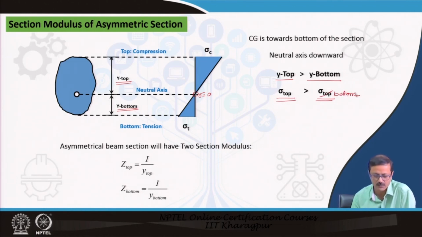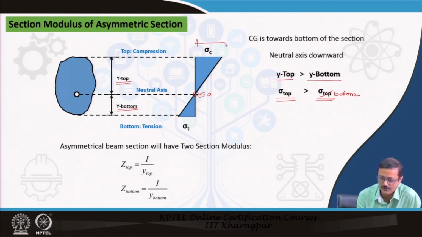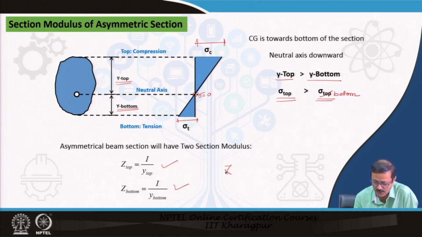A lot of mistakes I have made in my PPT today. So, this will be bottom. That will be higher, this will definitely be higher, and this will be smaller. And asymmetrical beam sections will have two section moduli. So, it will have a Z top and a Z bottom, because as you know, Z is nothing but Ixx by Y max. Here I cannot have a single Y max, right.